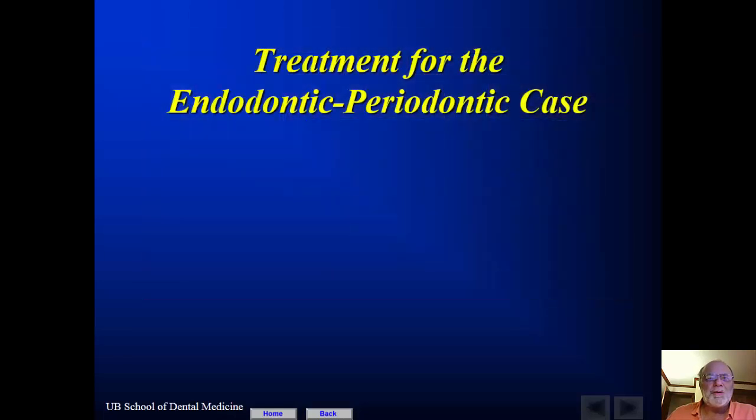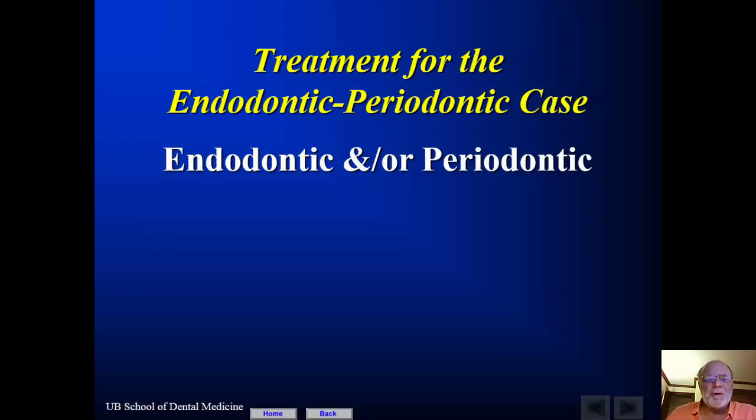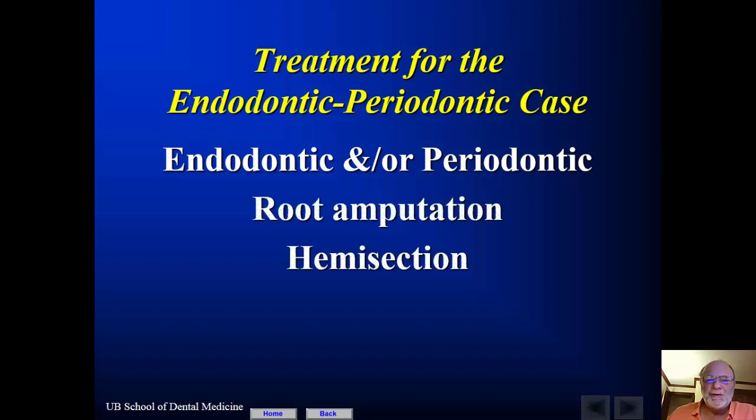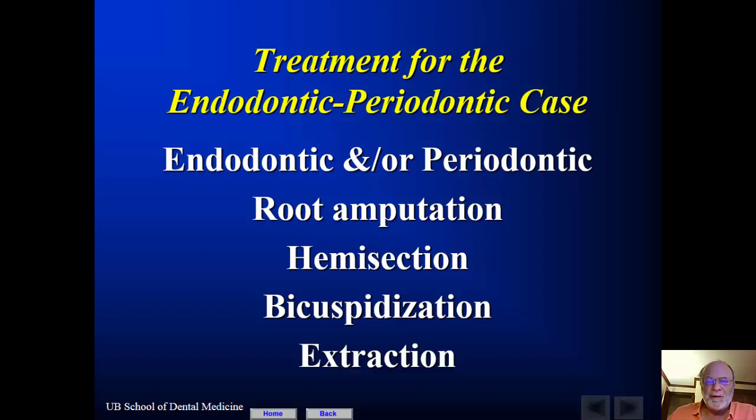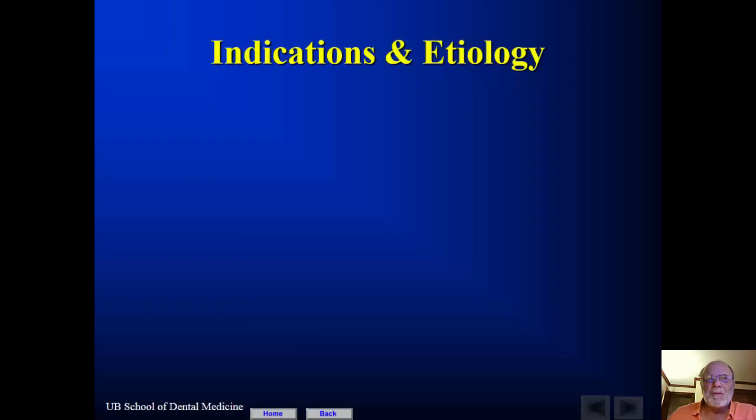We're going to talk about treatment for the endodontic periodontal case. We're going to talk about the options that include both endodontic and/or periodontal treatment, root amputation, hemisection, bicuspidization, and of course, extraction. What are the indications and etiology that could include the various options we have?